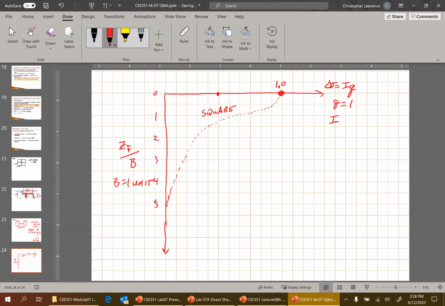Yeah, so it might come down something like this. The strip load has more influence than the square, because the strip load covers a really long length, even though they're both the same width. That's what you should expect. Okay, that makes sense. So this is basically the plot that they're looking for.